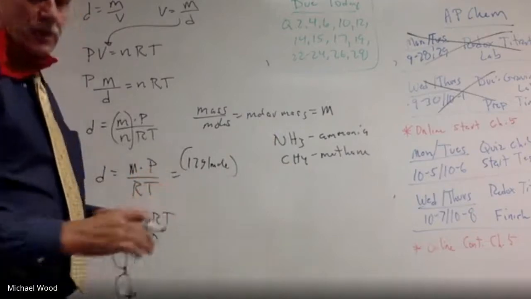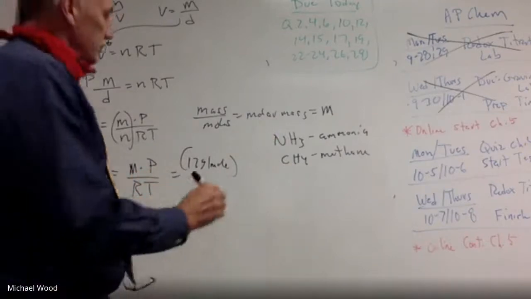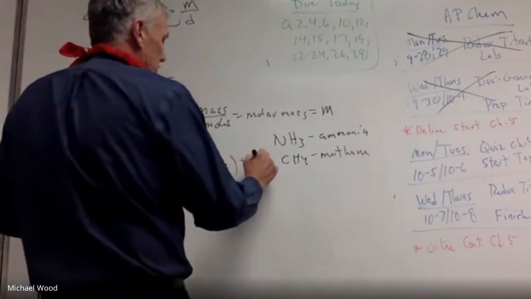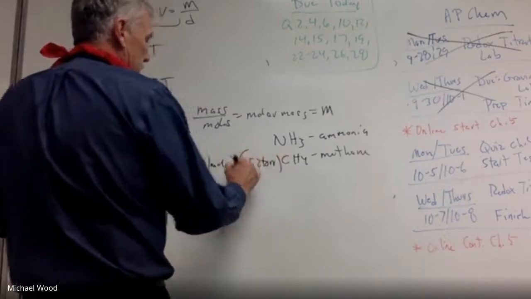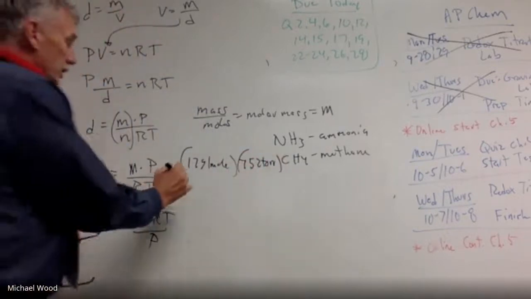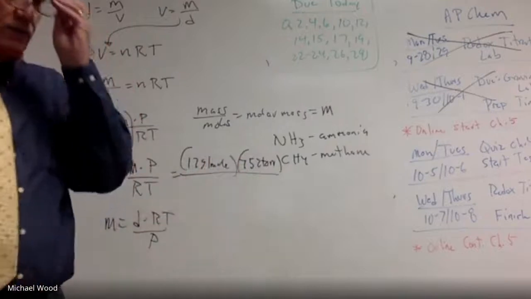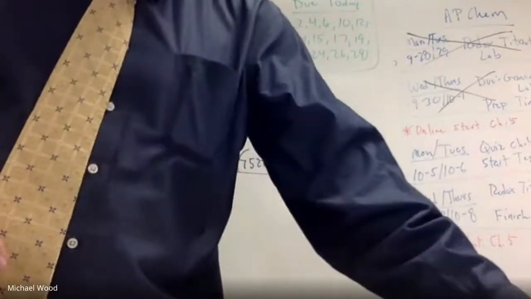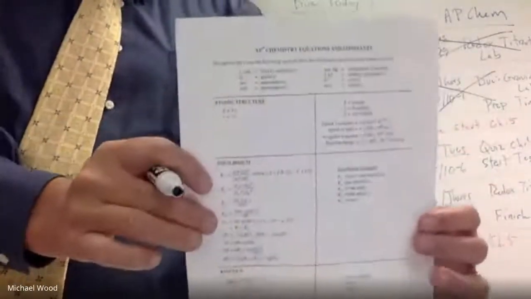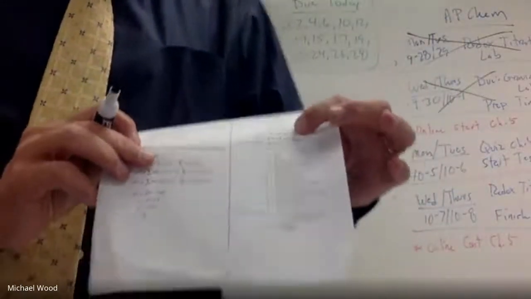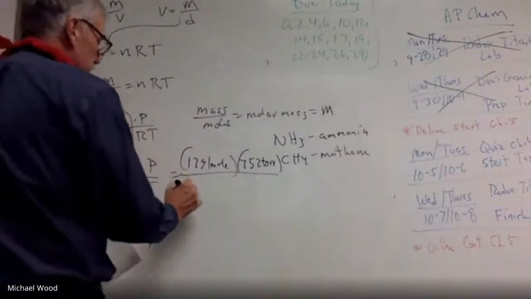The pressure, the problem said, is 752 torr. For R, again, it depends on the unit, like we talked about in the last lesson. This is where, on the formula sheet on the back, if I'm looking for torr, it is 62.36.